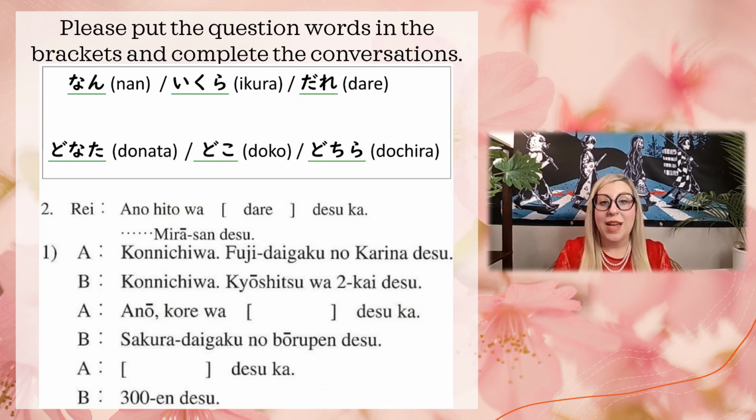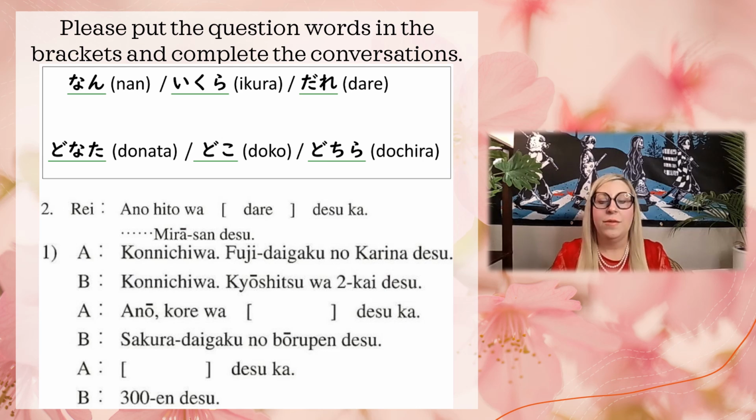So for this next set of questions, the directions are please put the question words in the brackets and complete the conversations. So we have our list of 6 question words that we can use. Nan, which is what. Ikura, which is how much. Dare, which is who. Donata, which is also who.